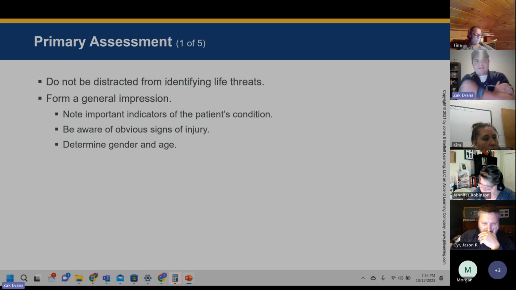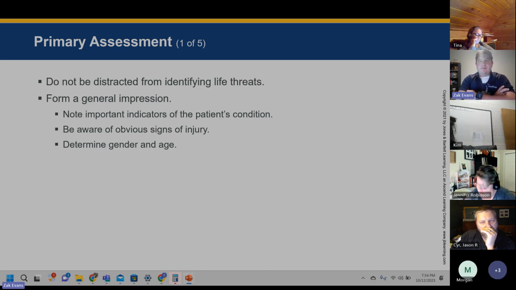So let's talk about the primary assessment. Don't be distracted from identifying life threats. Let's say someone's got a leg with bones sticking out. We call that a distracting injury. It looks bad, it looks painful, but let's say they also have a bad airway. We don't want that leg injury to take away from our normal assessment of the things that would kill the patient the quickest.